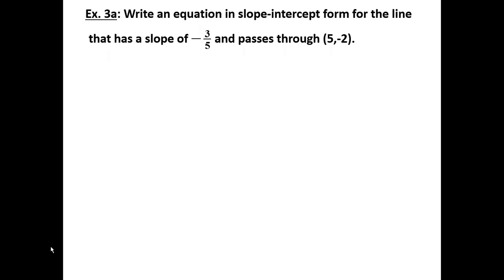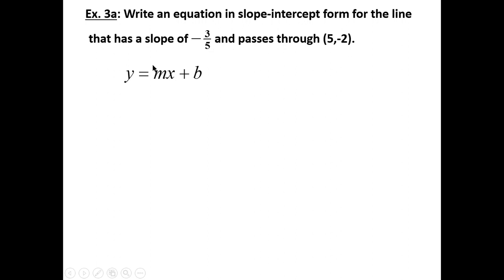Well, as it says in the example, we're going to use slope-intercept form, so it's a good idea to write that, y equals mx plus b. And we don't have a picture of the line like we did in our last couple of examples, so we have to go with the information that's given. The only two things we know right now are that we have a slope of negative 3/5 and this point (5, -2) that the line is going to pass through.